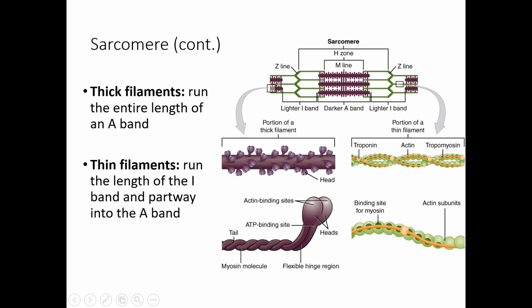Thick filaments and thin filaments make the sarcomere. Thick filaments run the entire length of the A band. Here's an A band. Thin filaments run the length of the I band, and they also cross a little bit into the A band, overlapping with thick filaments.